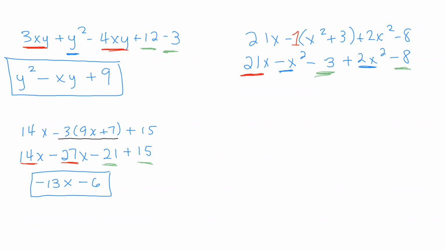So we'll start with the x squareds. I have negative x squared plus 2x squared. So that's like negative 1 plus 2, or 1. So I would just get x squared. And then there's nothing to combine with 21x, so I'll just drop it down. And then negative 3 minus 8 would just be negative 11. So there you have it.